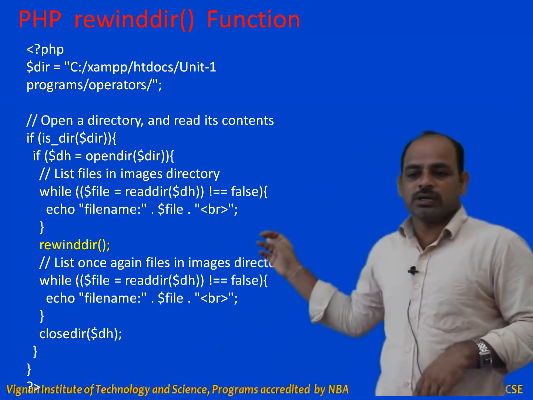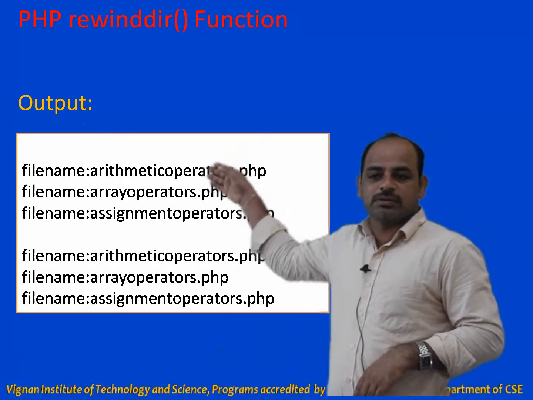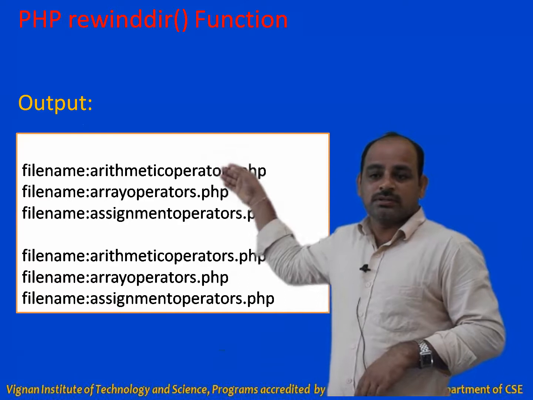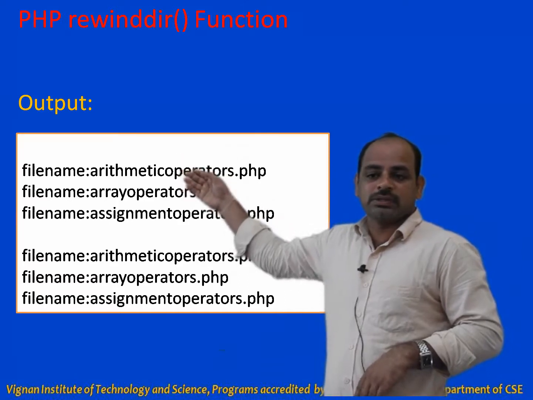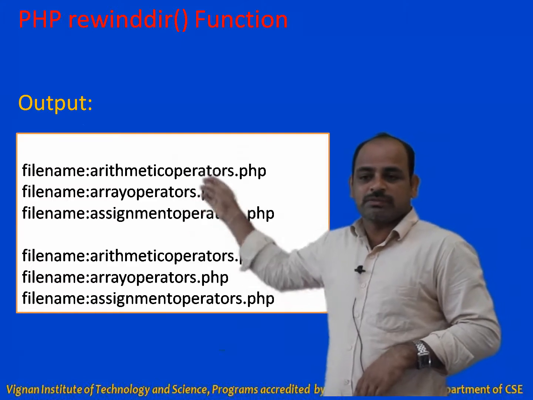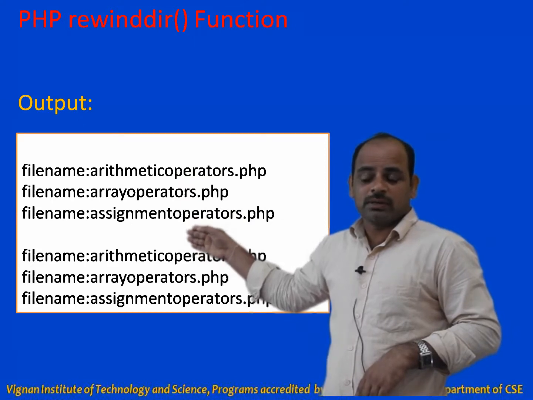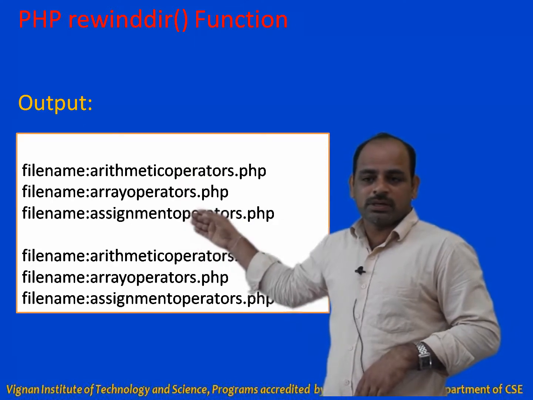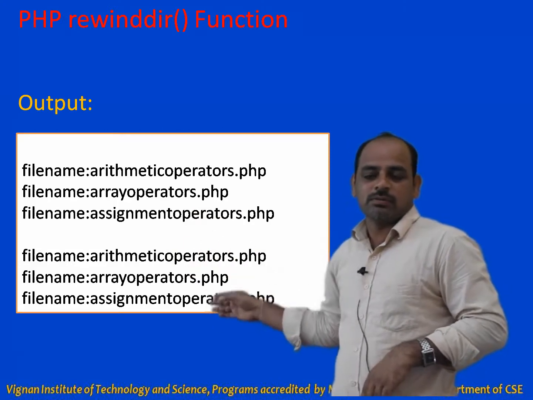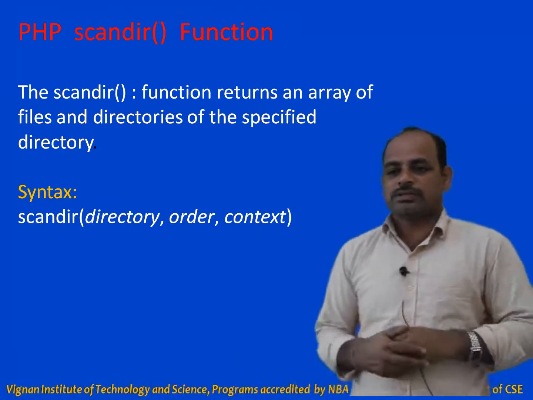You can see the output in the next slide. In the next slide you can see the same content repeated twice. We have the operators directory, which has three files: arithmetic operators, array operators, assignment operators. First time we have read, and then we used the rewind function. After rewinding, the directory handle is reset to the beginning, and again we start reading. So we have read the three files again, and this is repeated twice.